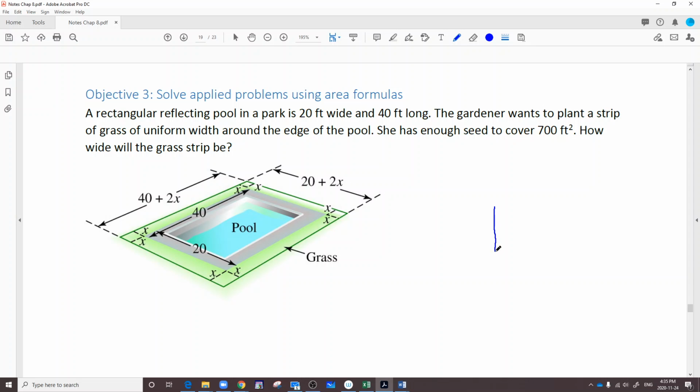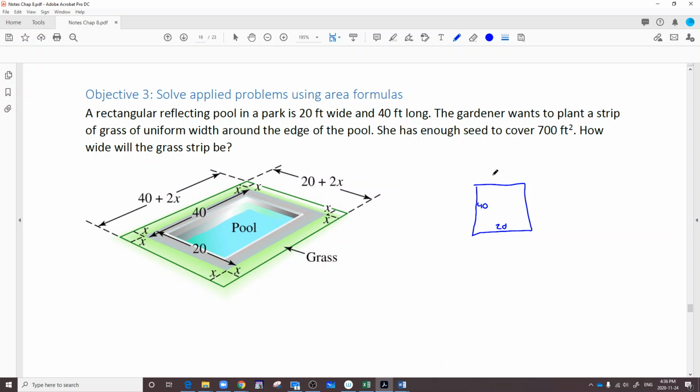So we have a rectangular pool that is, I can't even draw a rectangle. There we go. Okay, is 20 feet wide and 40 feet long. It doesn't matter what goes where. So let's go 20 feet wide and 40 feet long. Maybe if we write these on the inside, it'll make more sense. Let's go 20 by 40.